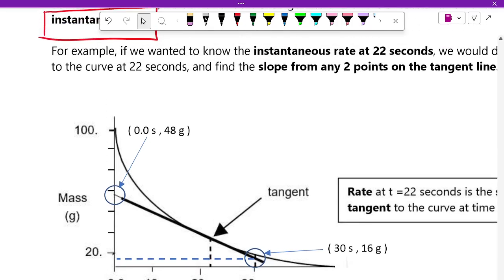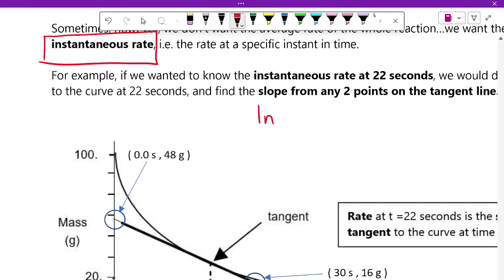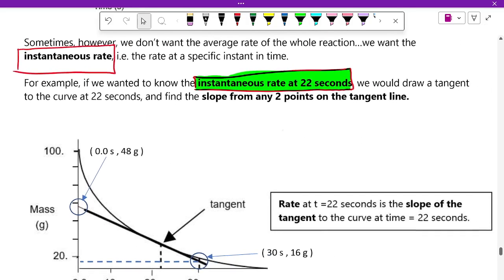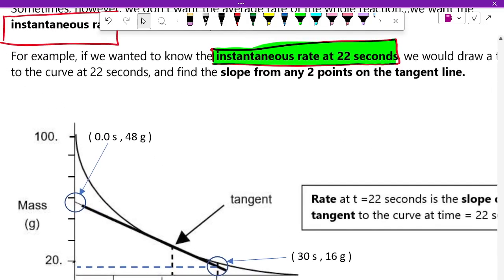But if I said, what is the instantaneous rate at 22 seconds? What you would have to do is draw, if you're doing it by hand, if you're not doing calculus. I'm sure if you could do calculus, you could probably just find it. But I don't remember how to do calculus because Chem 12 does not require calculus, nor does AP Chem, so I don't know any calculus anymore. What you do is you draw a tangent line.